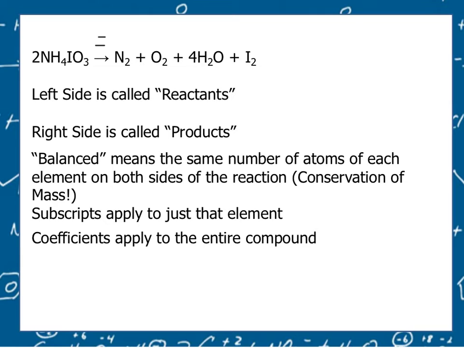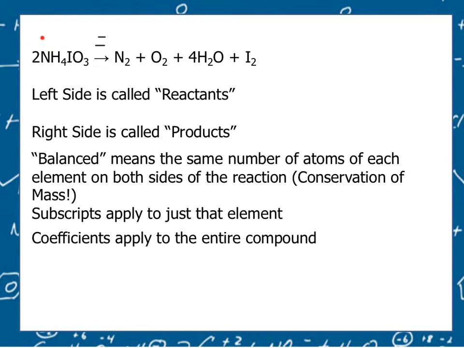And we do that by looking at two numbers. Subscripts, these little numbers here, if they're not shown, they're assumed to be 1. And they apply only to the element that they're attached to. This 4 applies only to the hydrogen. This 3 applies only to this oxygen. And coefficients, which are numbers out in front, which distribute to everything in that compound.